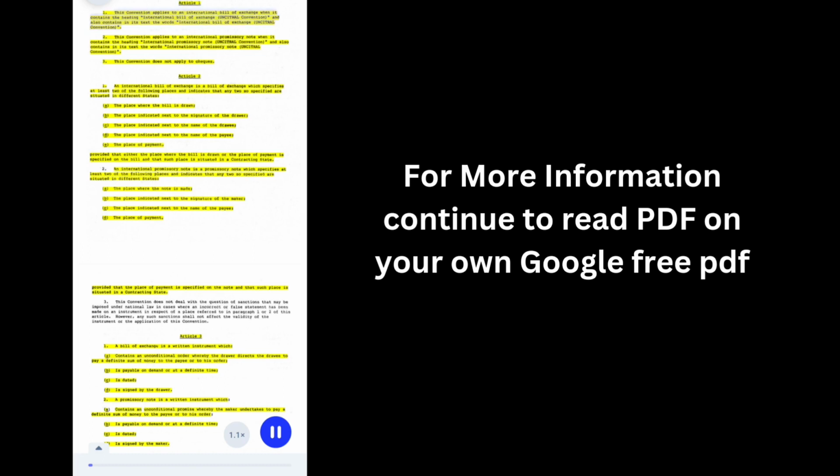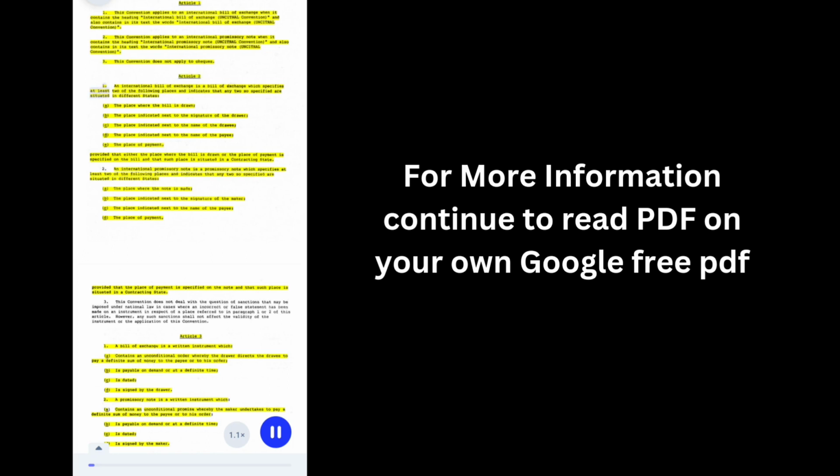Article 1. 1. This convention applies to an international bill of exchange when it contains the heading "International Bill of Exchange (UNCITRAL Convention)" and also contains in its text the words "International Bill of Exchange (UNCITRAL Convention)". 2. This convention applies to an international promissory note when it contains the heading "International Promissory Note (UNCITRAL Convention)" and also contains in its text the words "International Promissory Note (UNCITRAL Convention)". 3. This convention does not apply to checks.